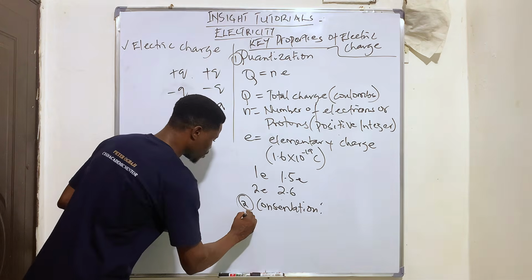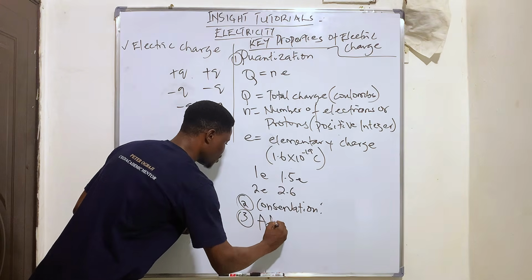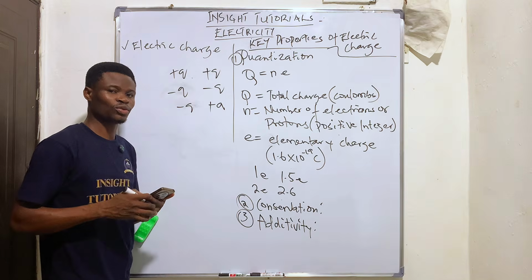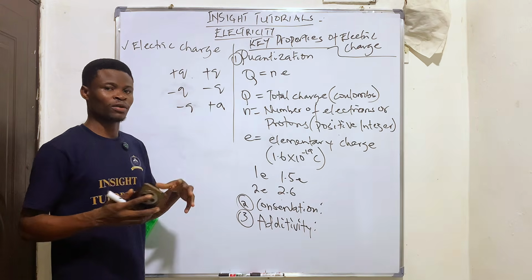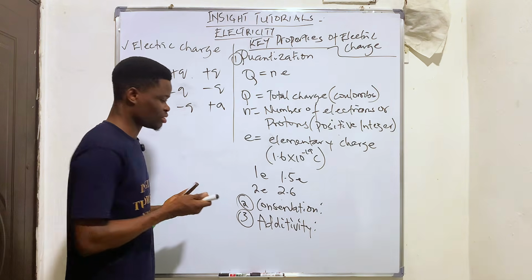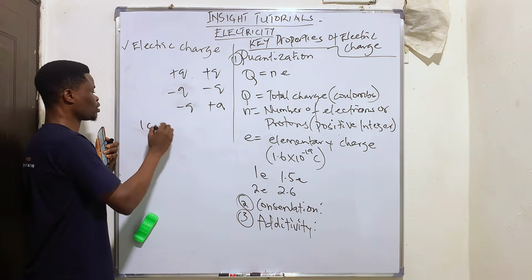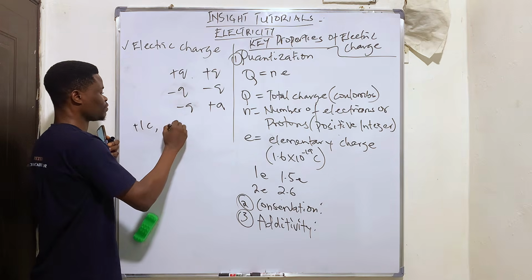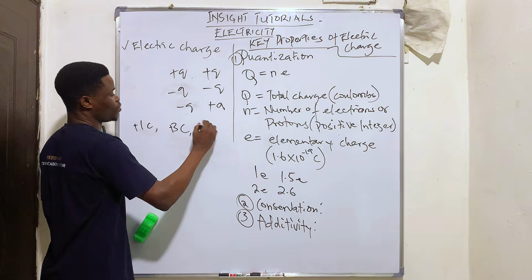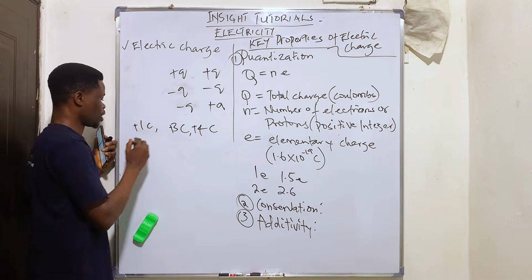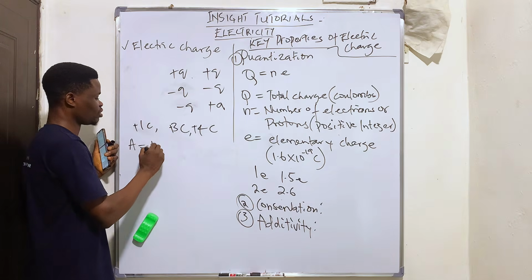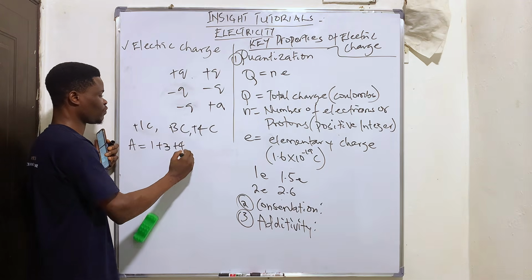And the third property is the property of additivity. It states that the total charge is the algebraic sum of the individual charges. So if I have one coulomb, three coulomb, and four coulomb, the total is the algebraic sum. So we're going to say it is 1 plus 3 plus 4.